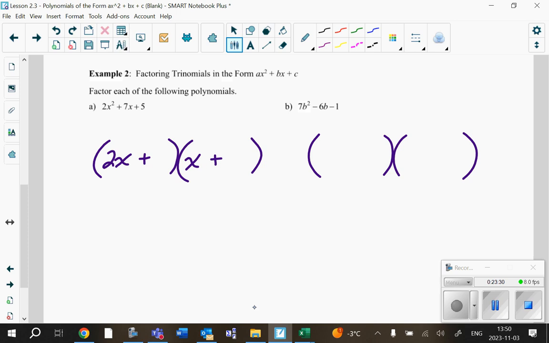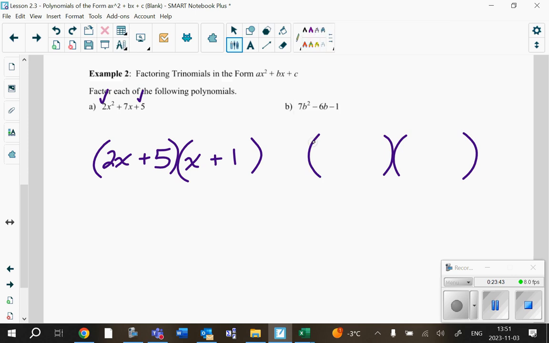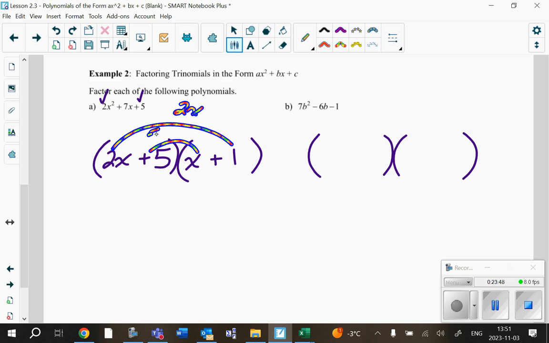5 and 1. We know the first two multiply to get that. We know the last two multiply to get that. We rainbow the outside and the inside. We get 2x, 5x, which is indeed 7x. Got it right. Okay? B.